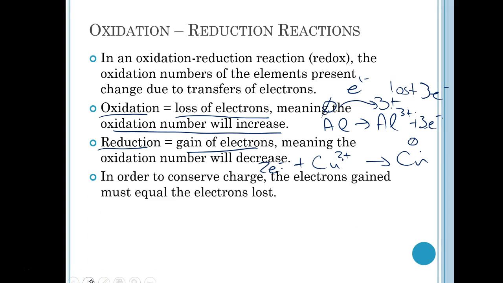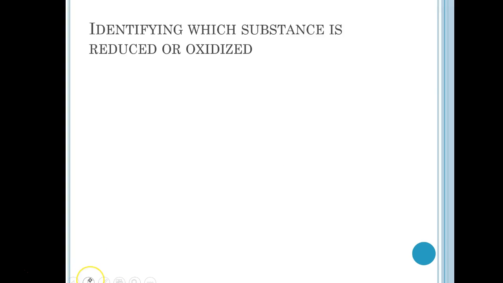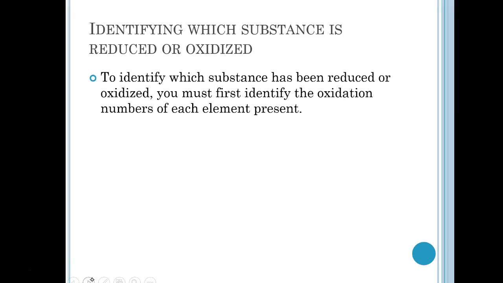So in order to conserve charge, the electrons gained must equal the electrons lost. And we're going to talk about how to balance redox reactions later. For right now, we're just going to identify which one has been reduced or oxidized. So first of all, in order to do that, you have to find the oxidation numbers, like we just did, of every element present. You have to look at the numbers that they have, and you have to be able to do that properly.